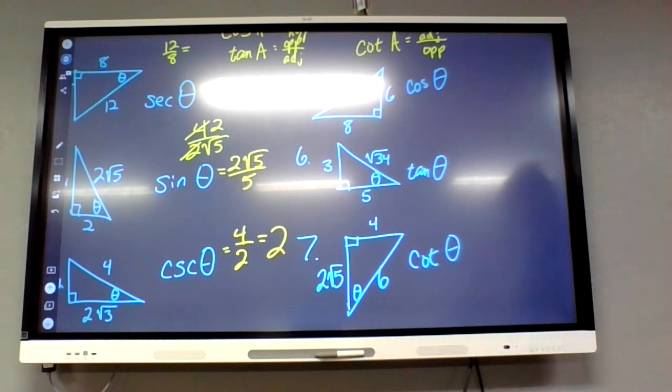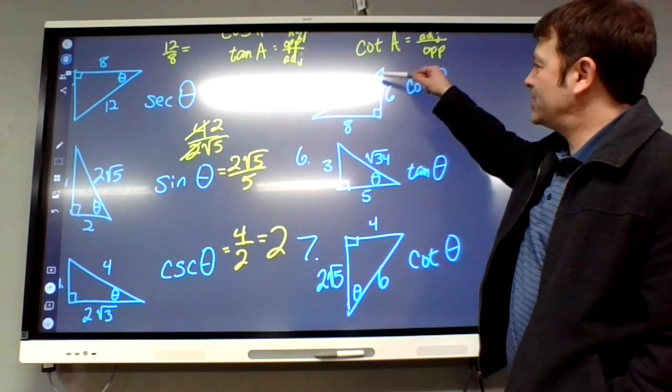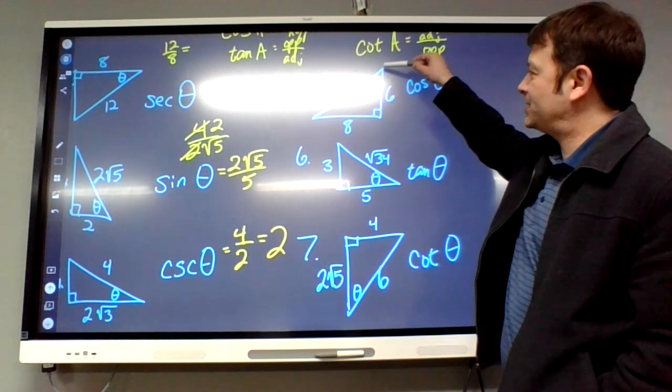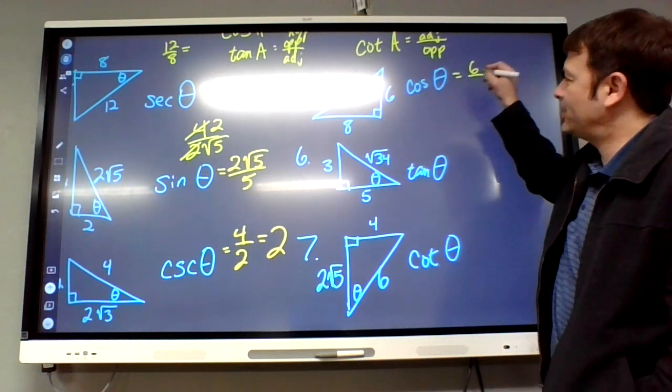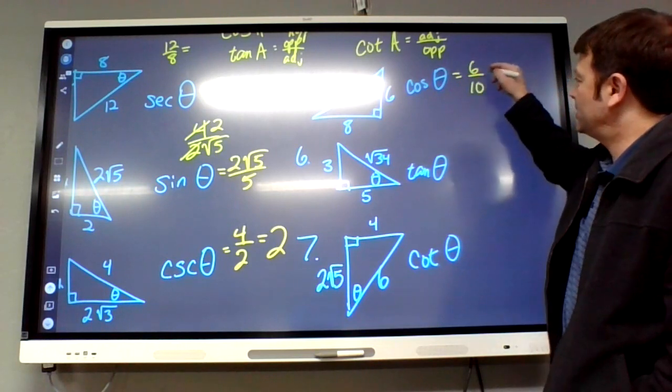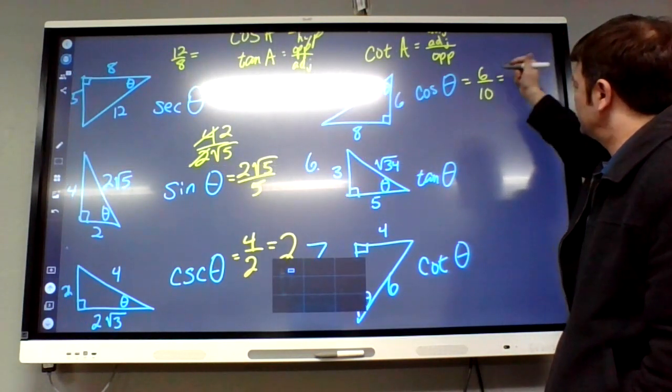Okay, number 5, cosine. Here's theta. Cosine's adjacent over hypotenuse. What's adjacent to theta? 6. What's hypotenuse? 10. And if you divide those by 2, you get 3 over 5.